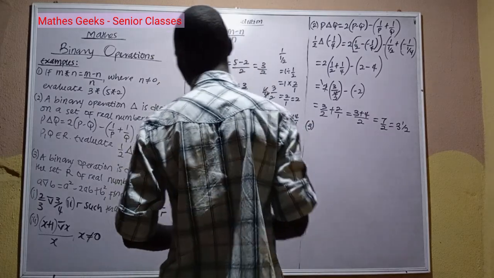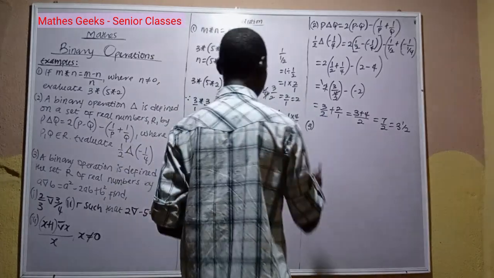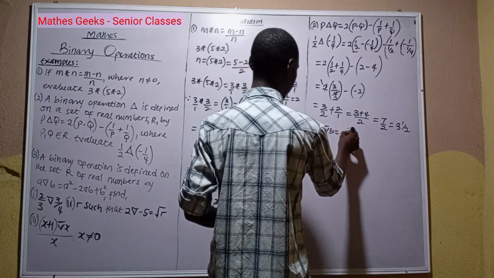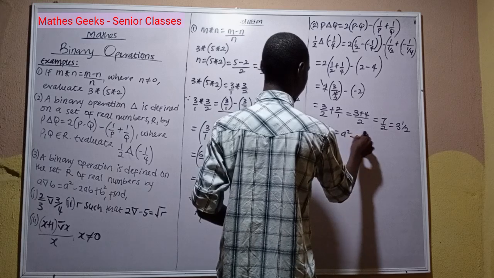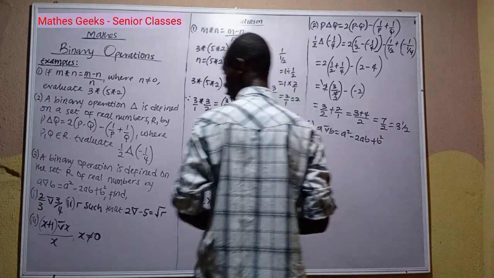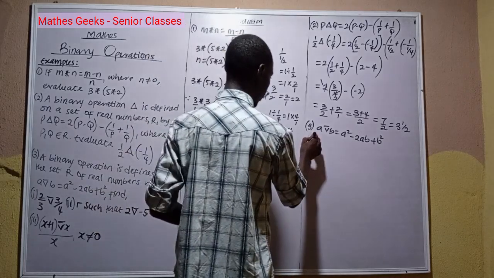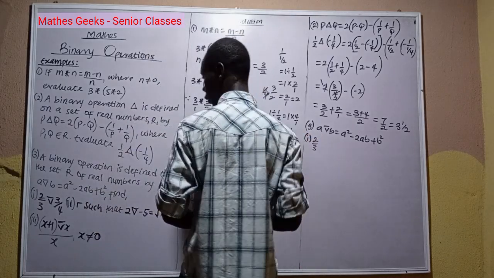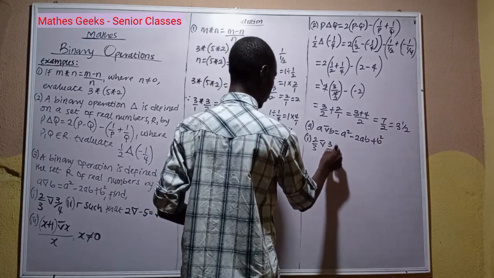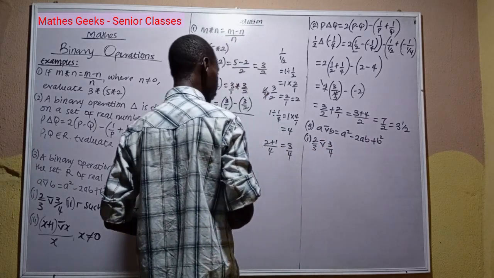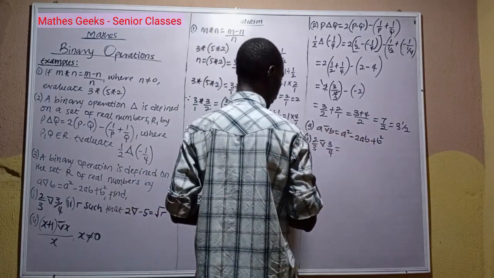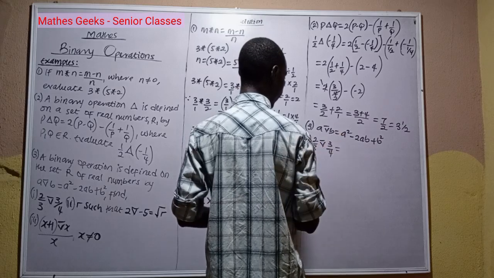A binary operation is defined on the set R of real numbers by A star B is equal to A squared minus 2AB plus B squared. So find 2 over 3 star 3 over 4. From the rule of combination given to us, A is 2 over 3, B is 3 over 4.